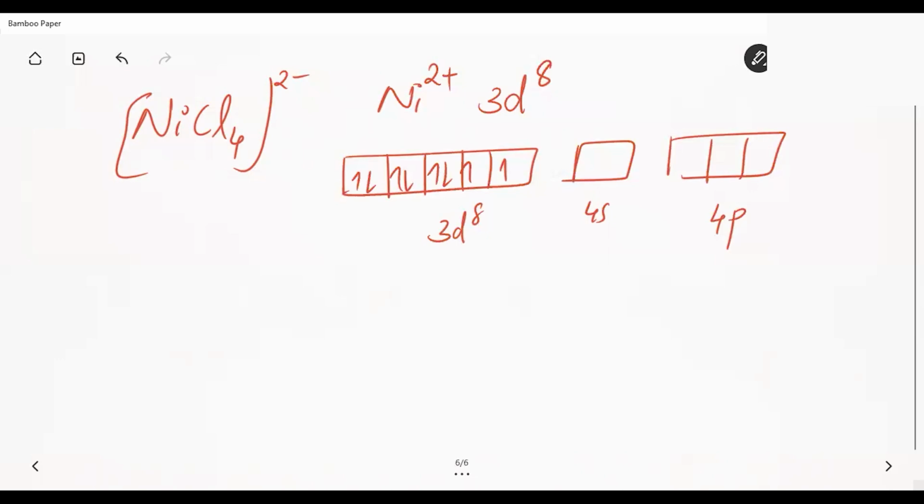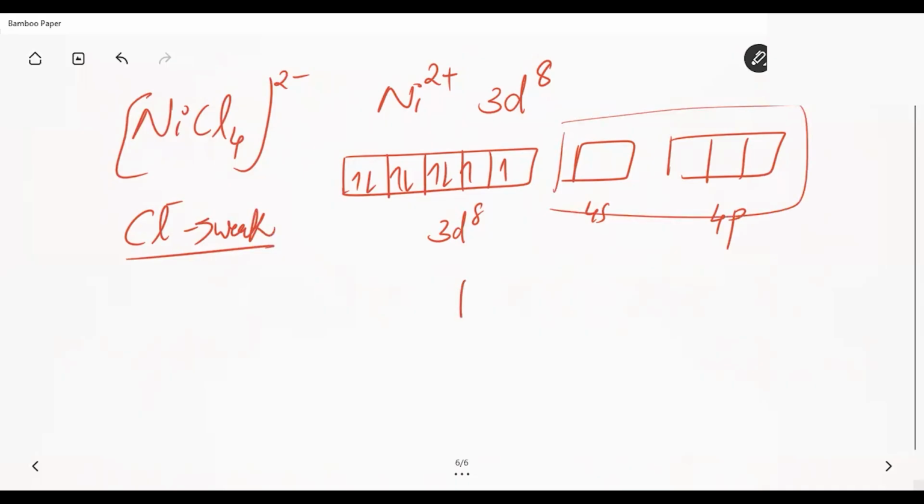So after practicing, you will become thorough. Then what is happening? Cl minus is a weak ligand. Fluorine, chlorine, bromine, they are all weak ligands. So there is no pairing up. And 4 is the coordination number. There are 4 orbitals here, right? So what will be the hybridization here? s, p, p, p, right? So this is sp3 hybridization.